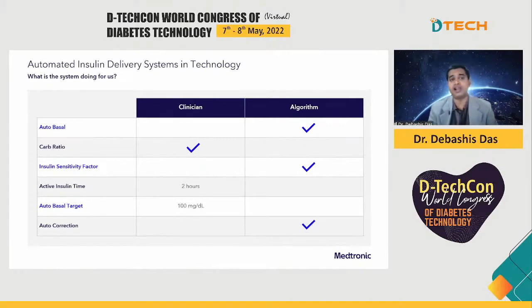Now, with automatic insulin delivery systems as compared to only an insulin pump, the inputs will change. For example, if it is an automatic insulin system, the algorithm will do automatic basal delivery. Once you set the automatic basal, it will do it. The insulin sensitivity factor and auto correction are also done by the algorithm. Only the carb ratio is set by the clinician for this automatic delivery. Again, the recommended active insulin time of 2 hours has to be set or recommended by the clinician. And also the auto basal target of 100 should be given by the clinician. So if it is pump only versus AID, then your interaction and other things will change.